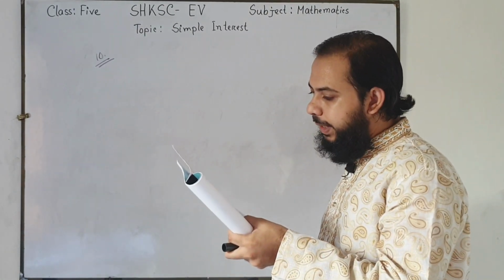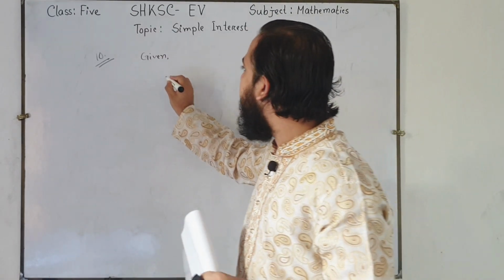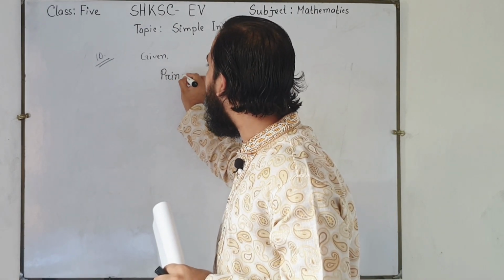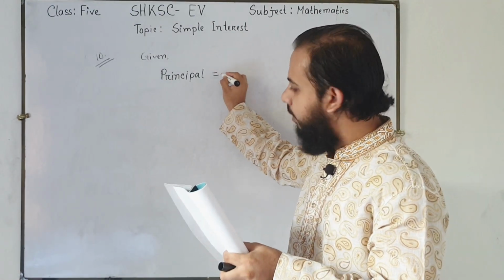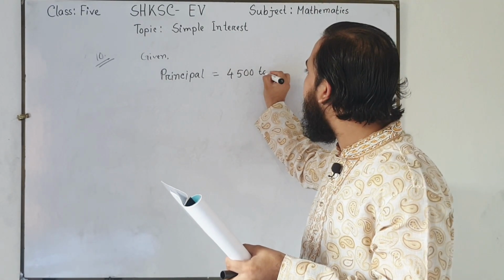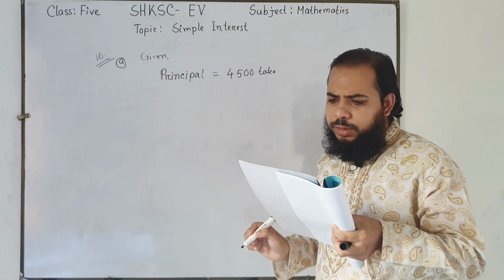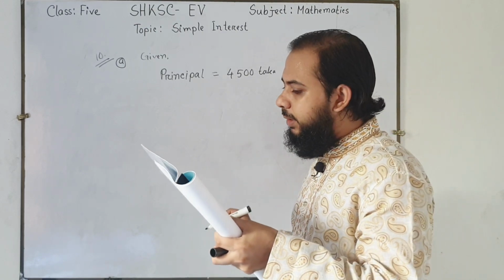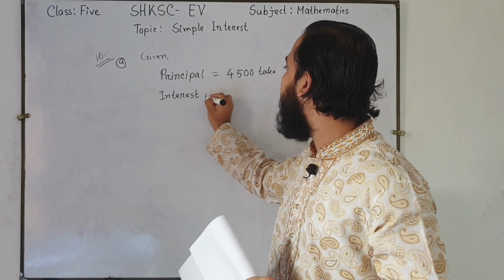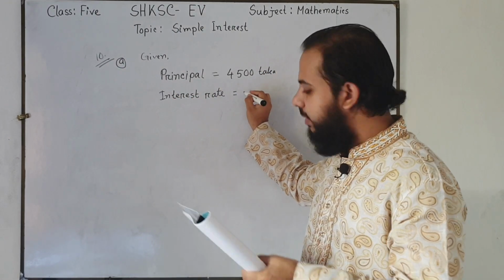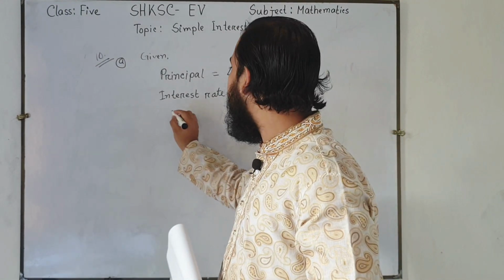So at first, given. You have to write given. Principal amount. So what is the principal amount? The amount you borrowed. Principal is equal to 4,500 taka. And also you are given, we are doing 10a, the interest rate. So annual interest rate is given as 8%.